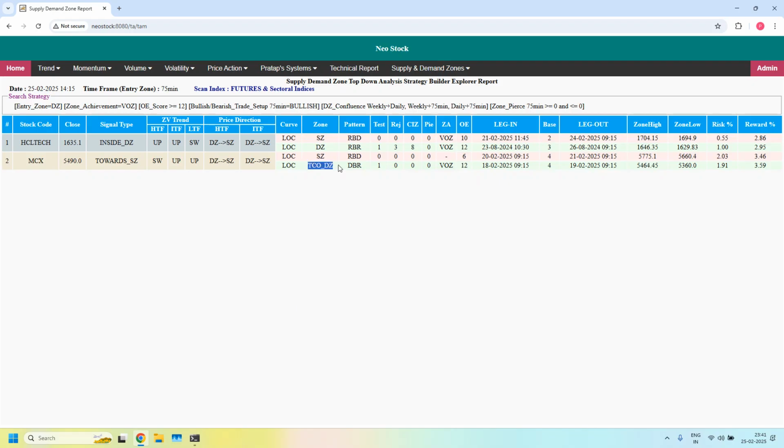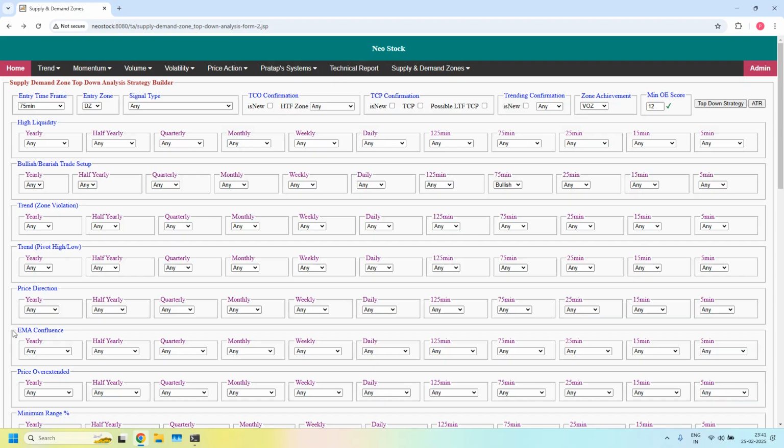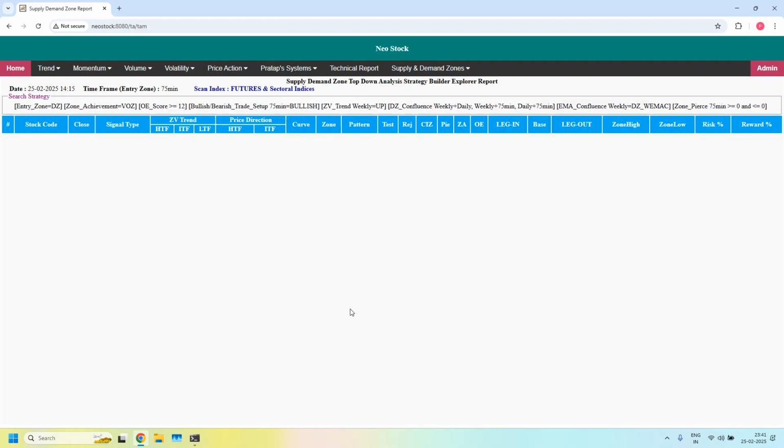In these two stocks, these 75 minutes demand zones overlapped with daily, both together overlapped with weekly. And weekly trend is up in only one stock. If this is having weekly EMA, probably this could be even more high probability trade setup supported stock. Let's verify. In the weekly time frame, weekly demand zone having weekly EMA confluence. Trend on the weekly should not be sideways. It should be uptrend because bullish trade setup. So none of the stocks are having weekly EMA confluence. This is bullish trade setup for weekly income trade.